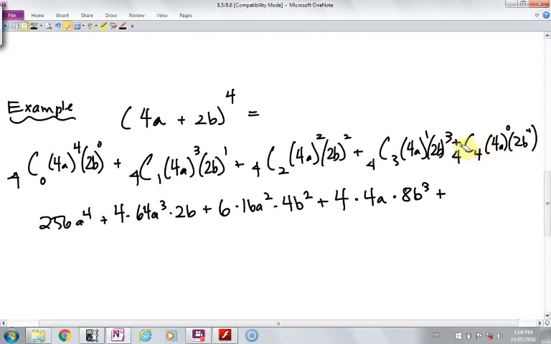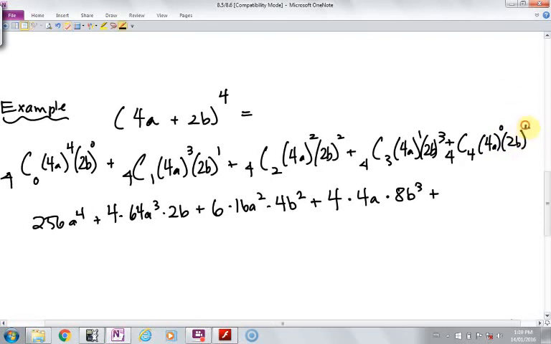And 4 choose 4 is 1. 4a to the power of 0 is 1. So I have 2b. Whoops, this 4 should be outside the bracket. My mistake. So that is 16b to the power of 4. Why is it not 256 in the first one? Why is it 16? Because 2 to the power of 4 is 16. Oh, gosh. Yeah, the other one was 4 to the power of 4. That's why it was 256.